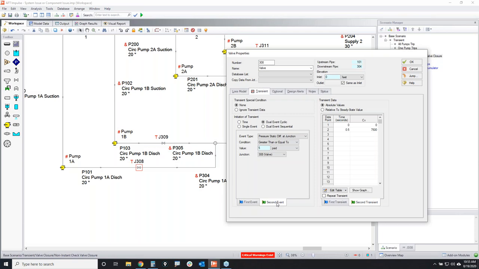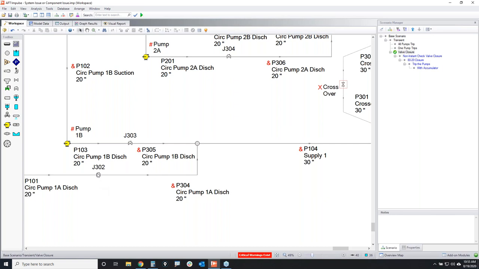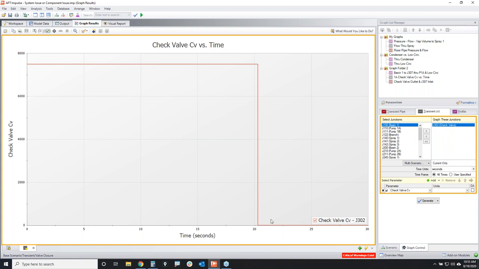The second event is to reopen the valve based upon a pressure. I just said if the pressure is greater than or equal to 5 psi across the valve itself, reopen the valve in half a second as well. So if we go back to the valve closure example where I allowed these check valves to close instantly, I can do a transient junction graph for the CV. And as you can see, it just, boom, closes instantly right away. And that's it. It doesn't reopen.